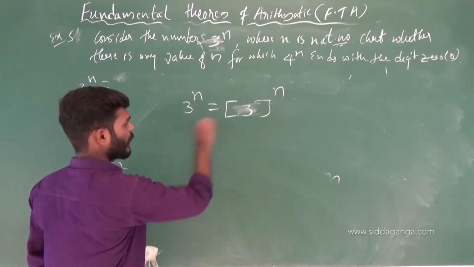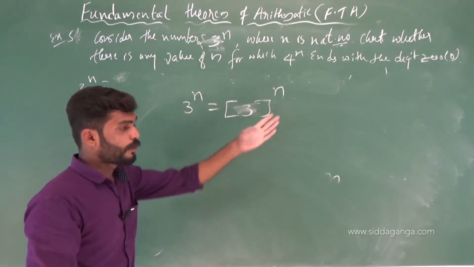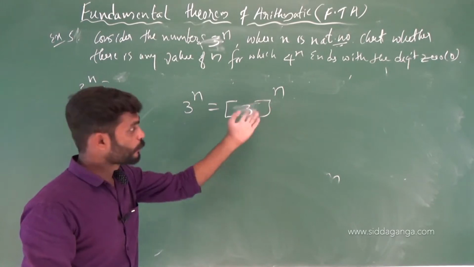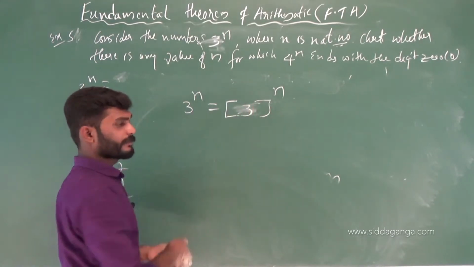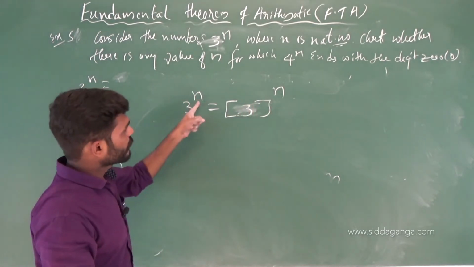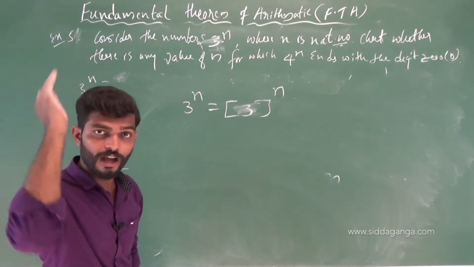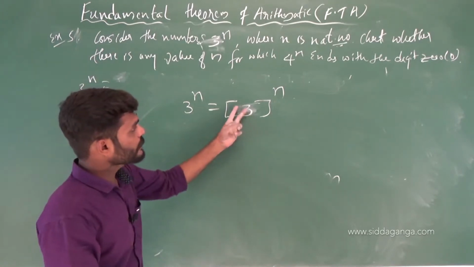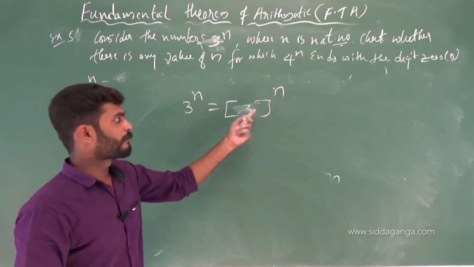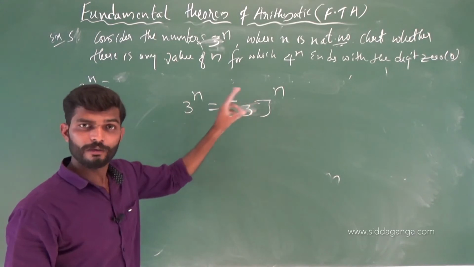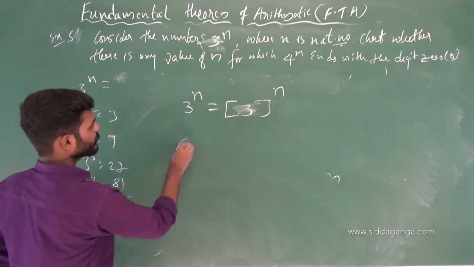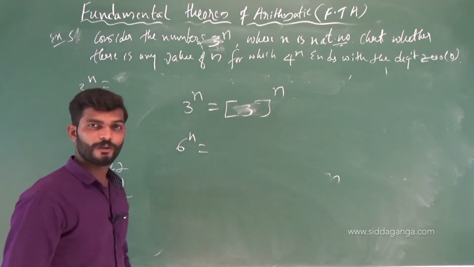Now in this expansion, no 5 is there. No 2 is there. If I want to see whether 3^n ends with 0, it has to be divisible by 2 and 5. In this expansion, no 2, no 5. Even if 5 is there, 2 must be there; even if 2 is there, 5 must be there.